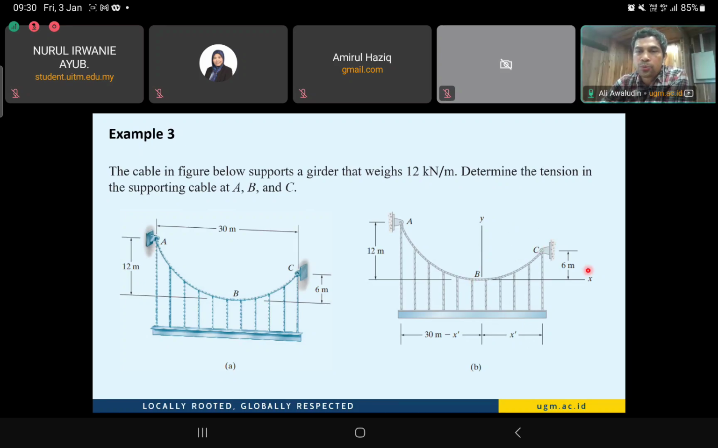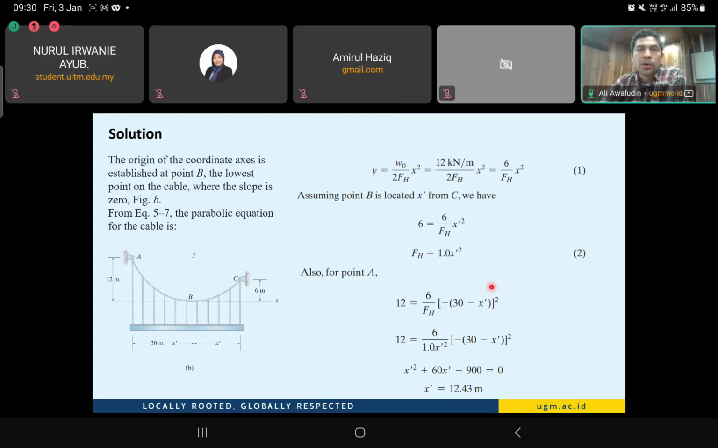Finally, we can treat this as we did in the formula derivation. We have h equal to 6 meters, and the distributed load equal to 12 kilonewton per meter. Fh is the horizontal force at point B, as we reminded earlier. Using this equation, we find that x prime equals 4.3 meters. The horizontal force at point B equals 1 multiplied by x prime squared, so it becomes a parabolic function, as we previously derived.